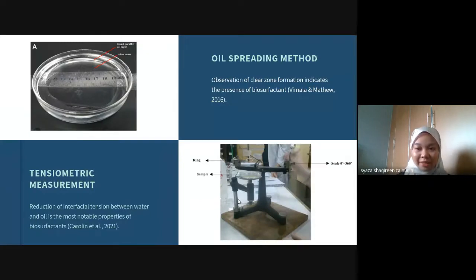For the oil spreading method, the clear zone formation when the supernatant was poured onto the oil thin layer will be observed. The clear zone formation indicates the presence of biosurfactant. On the other hand, the reduction of surface tension of water will be identified for tensiometric measurement.